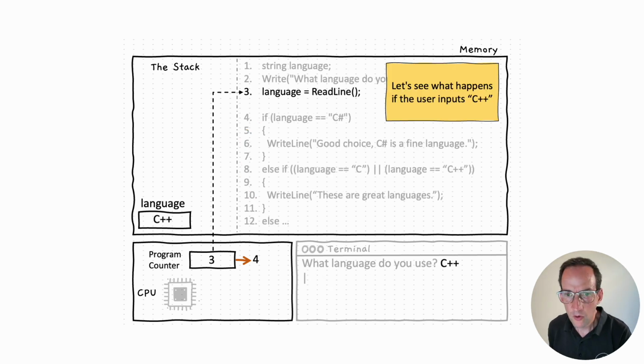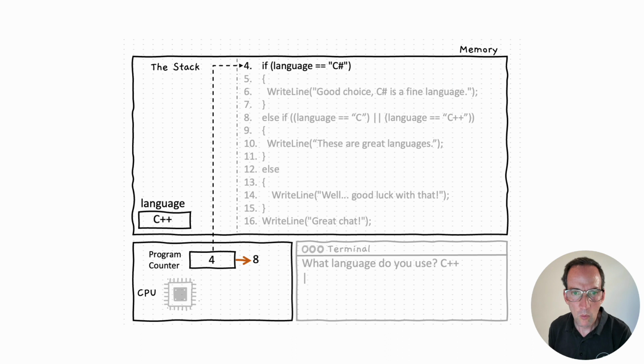Let's try it again. If we run this again, now the user has typed C++. We are storing that, so that's the read line here. We're storing that in language here. And when we go to the next instruction, we check if language equals C#. What's language? Language is C++. Does C++ equal C#? No, it doesn't. So that is false. False means we've got to now jump down to line 8 and execute the instruction in the else branch. The statement inside the else branch is another if statement.